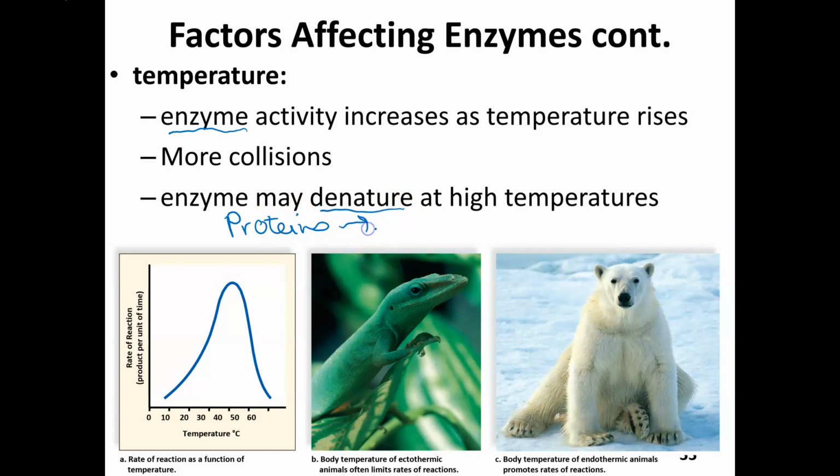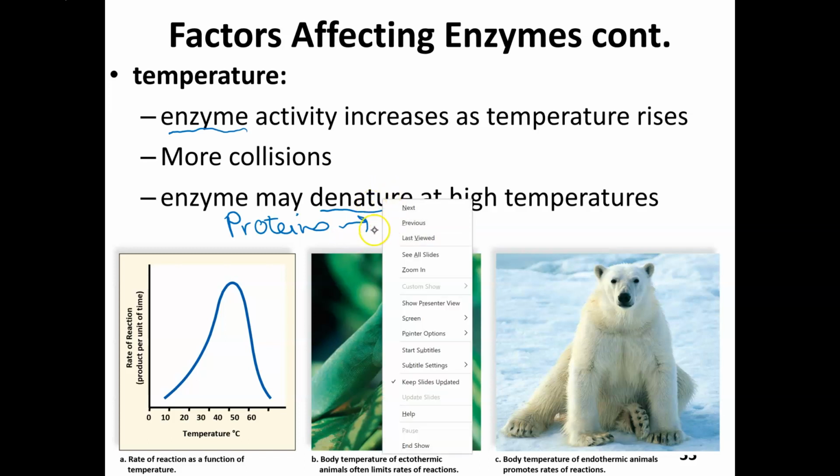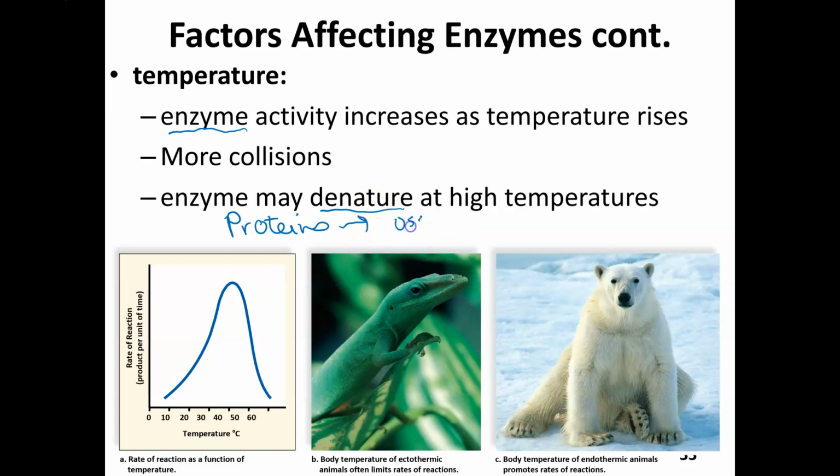And so what that means is their shape changes. Loss of shape. And because the structure determines the function, that means they also lose their function. So high temperatures can actually cause protein denaturation, which means they've lost their shape and function. They can no longer work.